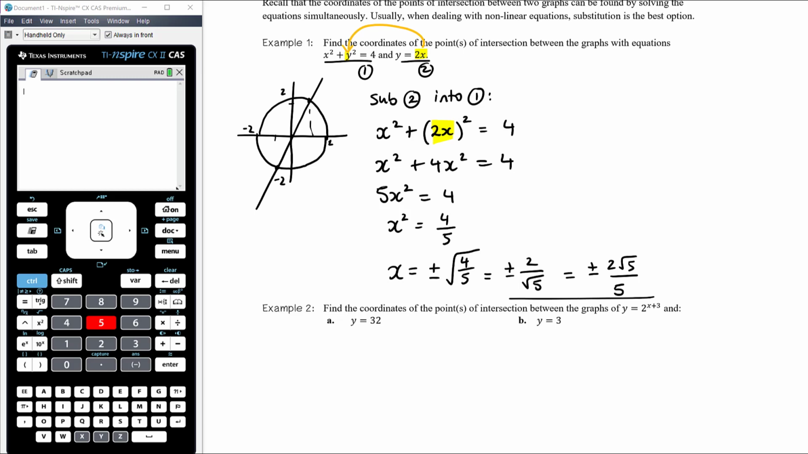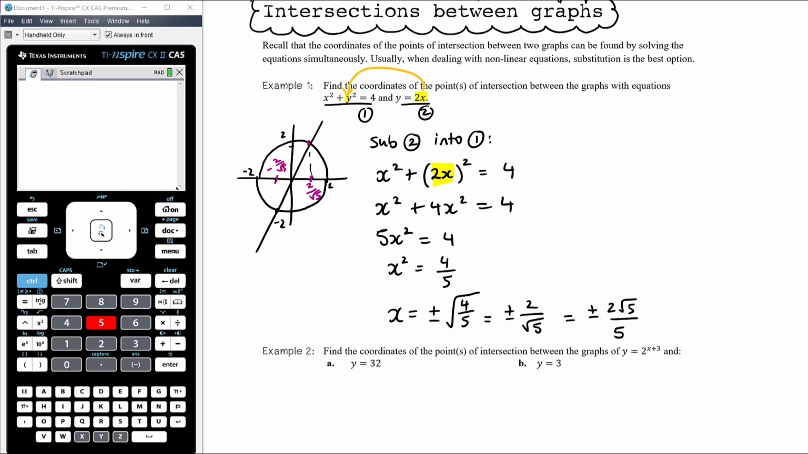Either of these is fine. You don't have to rationalise the denominator. Okay, so what we found there are the x coordinates of the 2 points. So we've now found that this is 2 on root 5, and this one is negative 2 on root 5. So we want to find the y coordinates of the points. So we're going to need to substitute back into either equation 1 or equation 2.